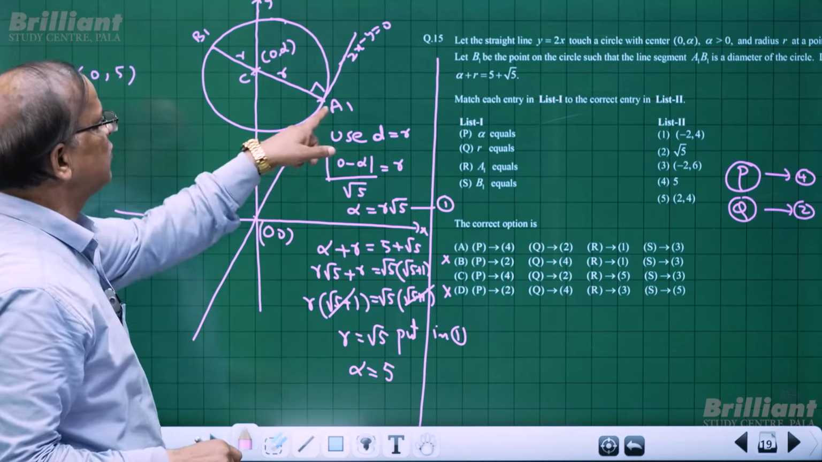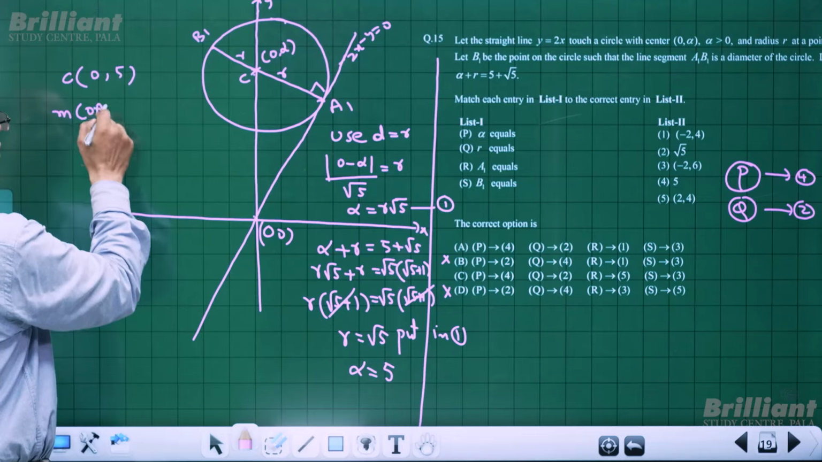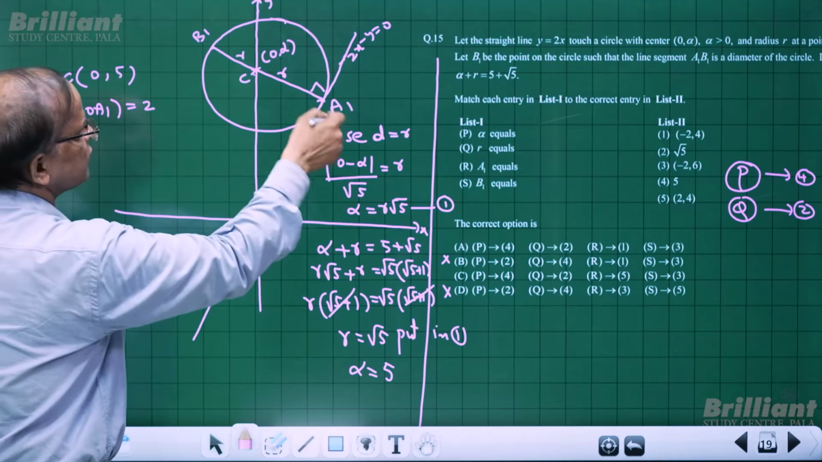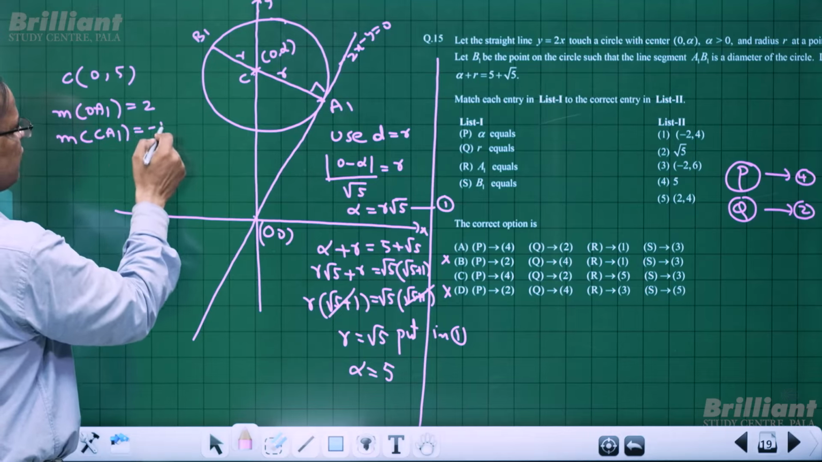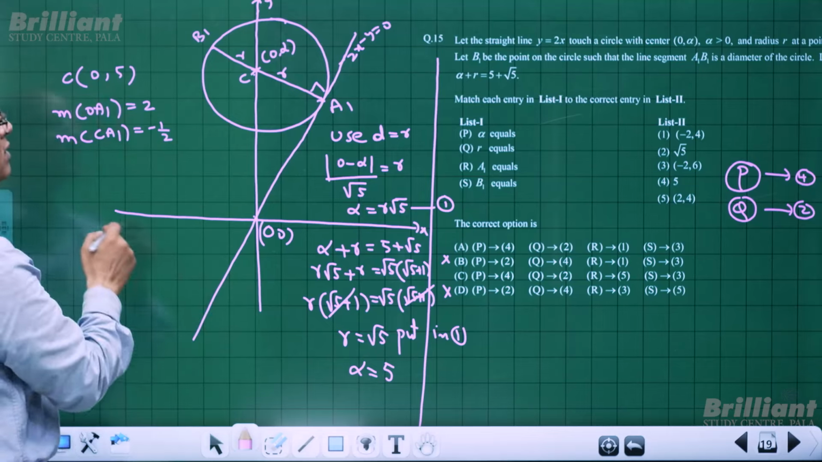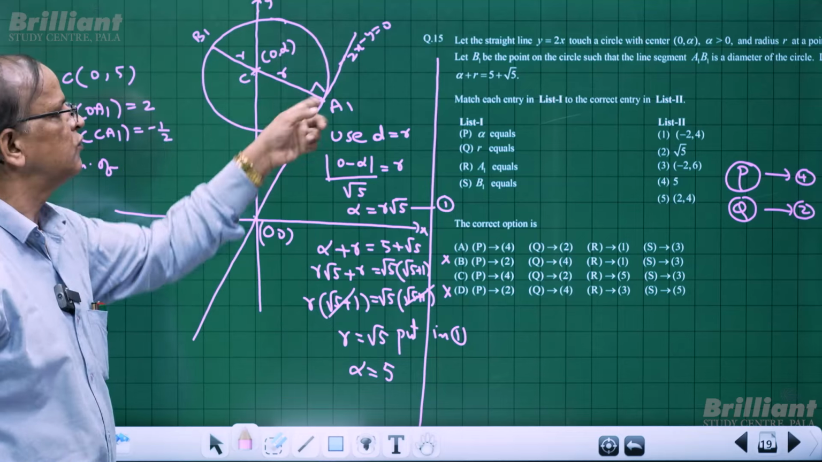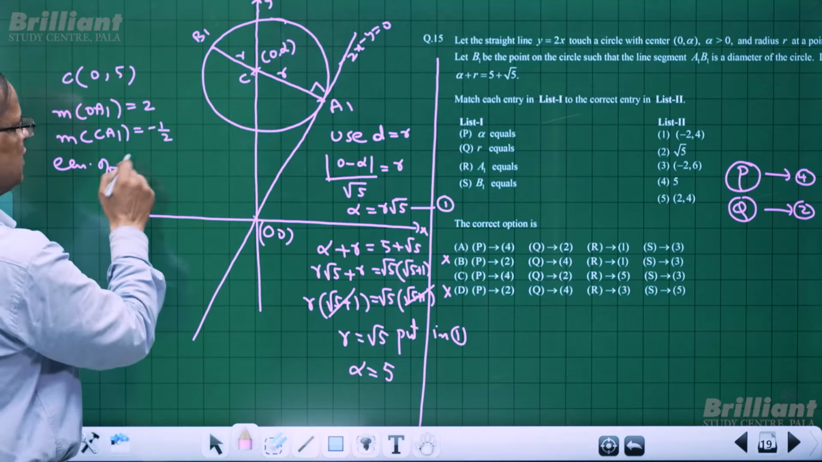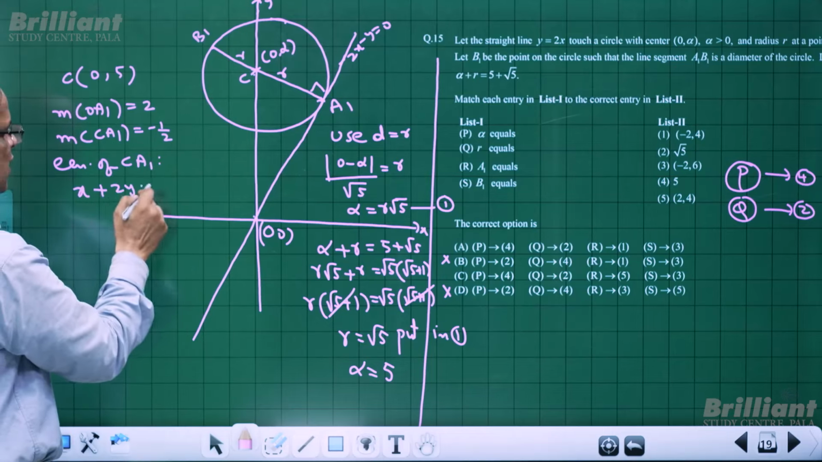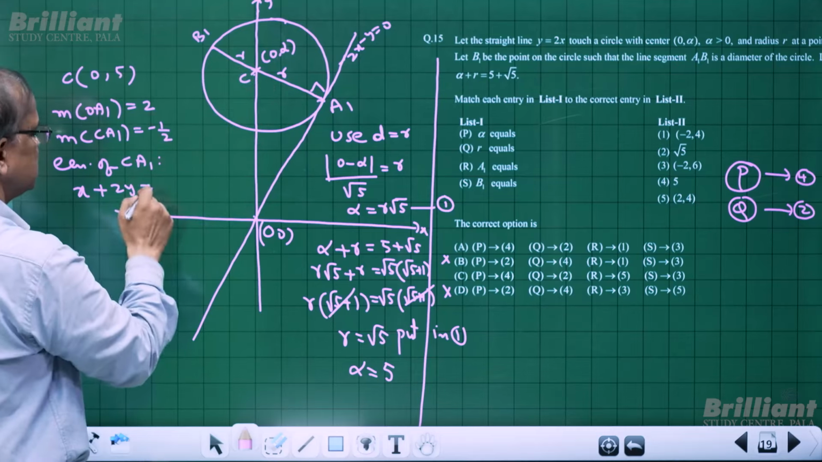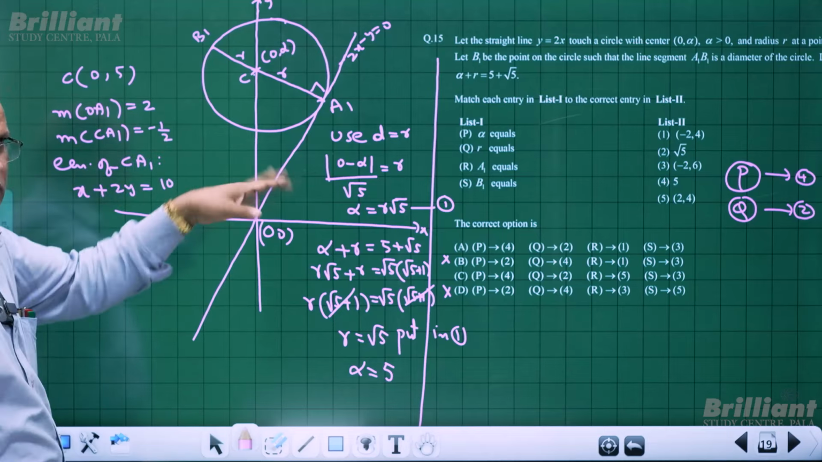What is the slope of OA1? 2. Slope of OA1 is equal to 2. Now slope of CA1 is minus half. Now we can write the equation. So the equation of CA1, I will solve CA1 and the given line, and we will get the foot. So the equation of CA1 is x plus 2y, substituting 0 comma 5, that is 10. That is what I wrote directly, the slope point equation.